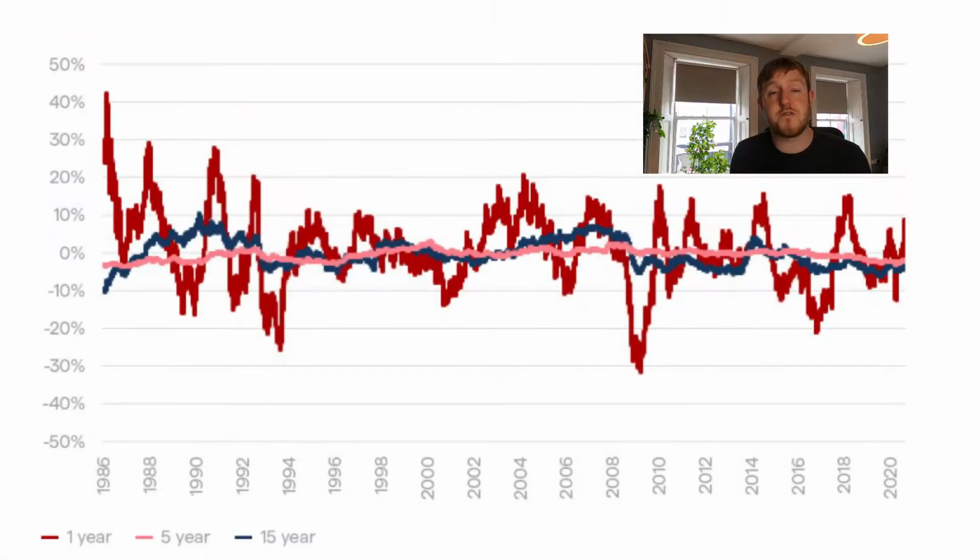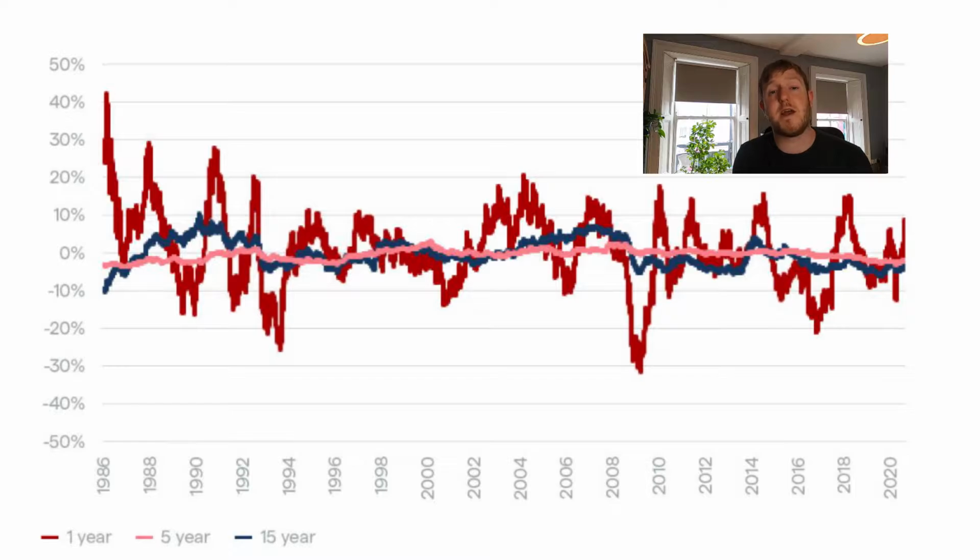But the time frame you are investing over has a huge effect on how successful this strategy is. Let's have a look here at an example for the GBP USD exchange rate. The graph shows you the annual change in the GBP USD exchange rate if you had invested over 1 year, 5 years, or 15 years.